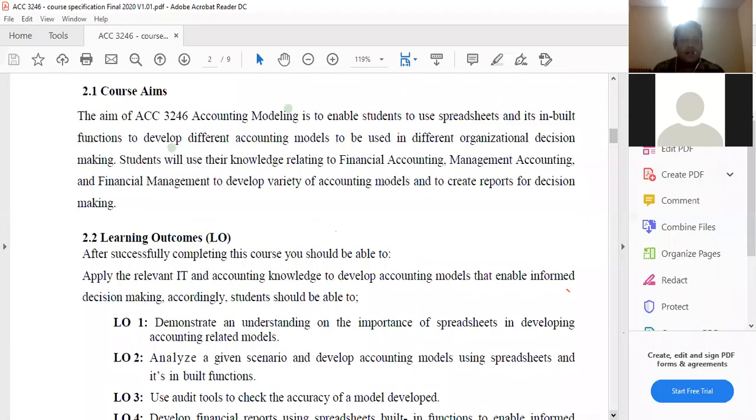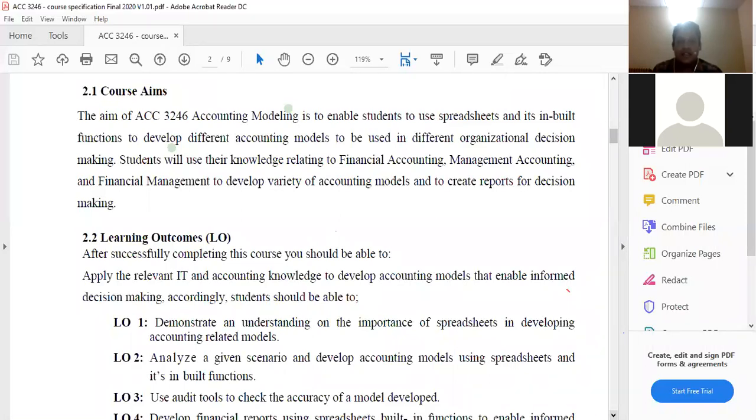As I said, the aim of this course is to enable students to use spreadsheets and their inbuilt functions to develop different accounting models to be used in different organizational decision making, right? So this course is all about programming the different accounting and financial functions. More technically, we call it developing models.